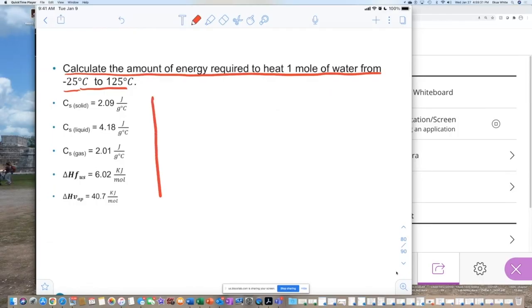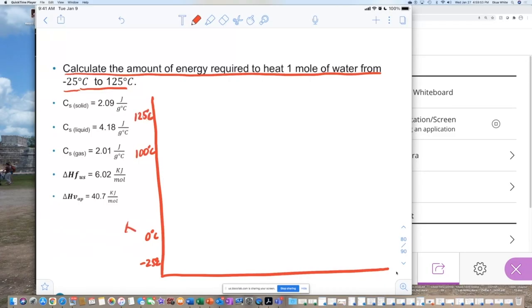Let me draw my graph here. My straight lines are hard to draw. Okay, so negative 25. This is water, right? So you want to include the freezing point of water, 0 degrees Celsius, then boiling point, 100 degrees Celsius, then the other temperature, 125 degrees Celsius. Okay, so this is temperature right here. Temperature, the one that you measure in the lab, degrees Celsius.